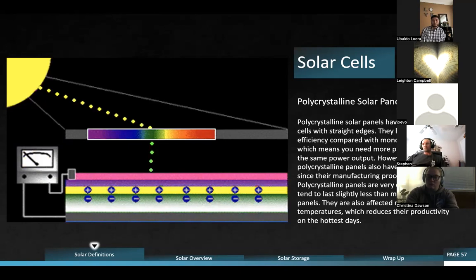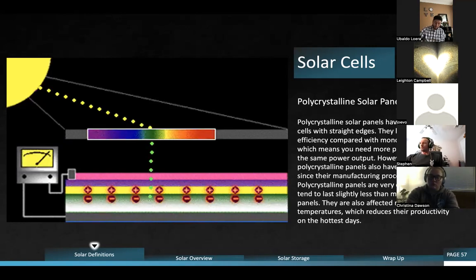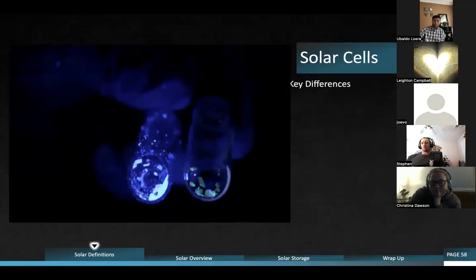So, major differences between them. Efficiency is higher on mono panels. The panels are less affected by heat on the mono panels. And if you want to look at them at a glance and guess which ones they are, black are going to be mono, blue are going to be poly. I'll show you guys your cheat sheet here in a second so you guys can actually screenshot it.